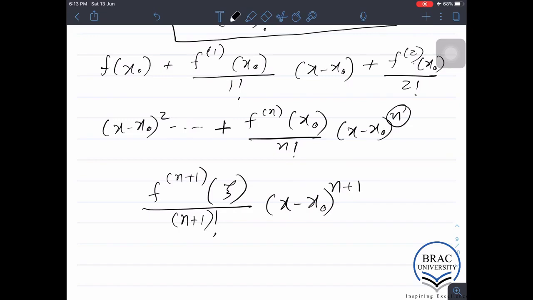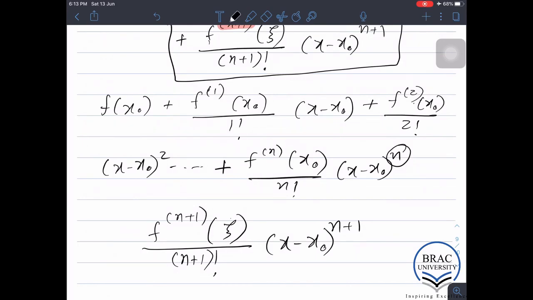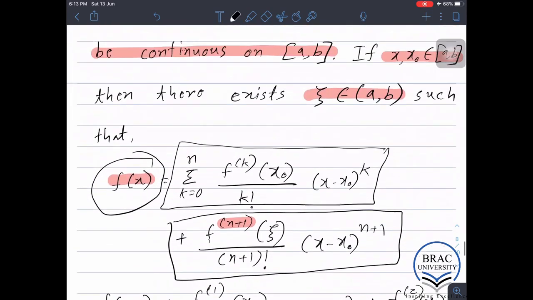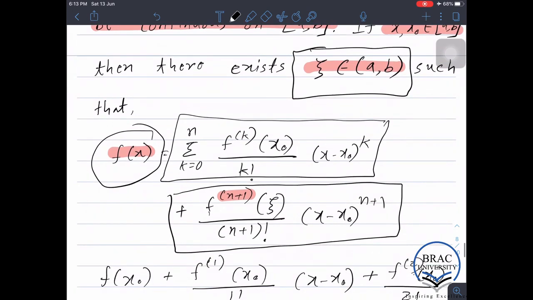So you can see here that you don't know this xi. You just know that xi is a number in between a to b, but you don't know what it is exactly. So you cannot find the error precisely. If you know the error precisely, then you can actually calculate the value of the function. But this is not the case, right? If you knew the function from the very beginning, then you wouldn't truncate it at some point. You would do it exactly.